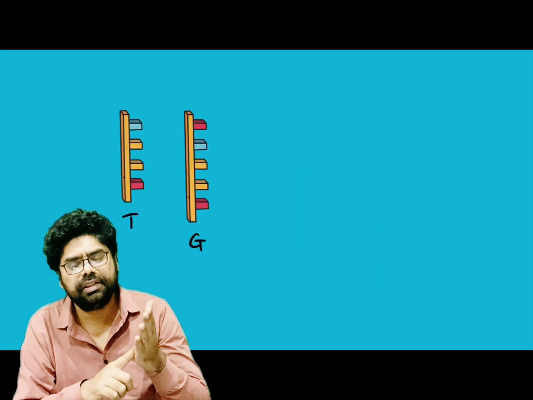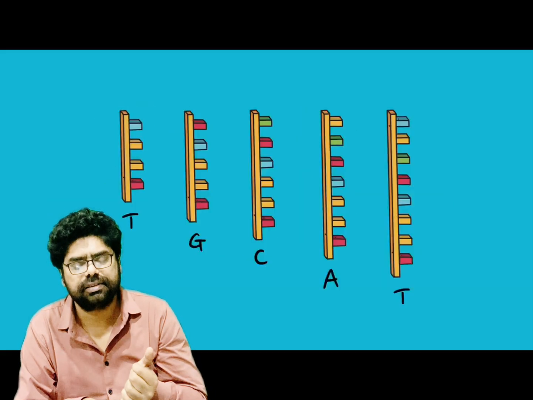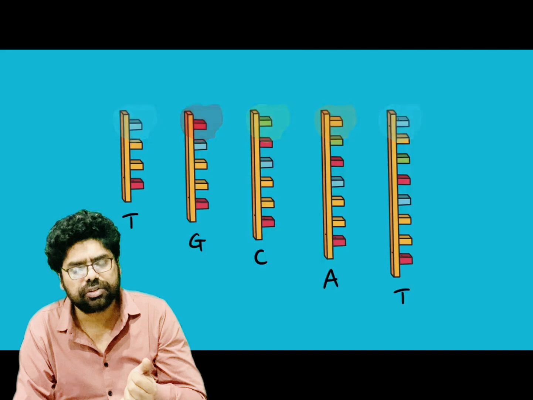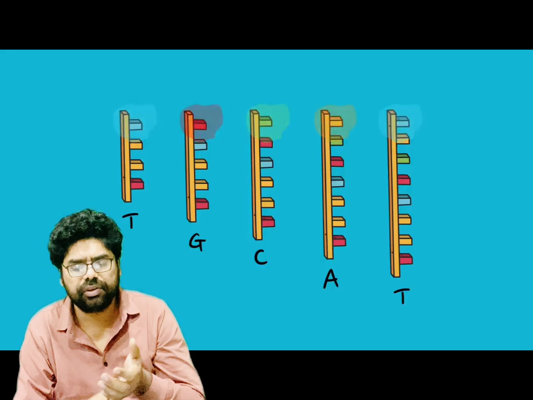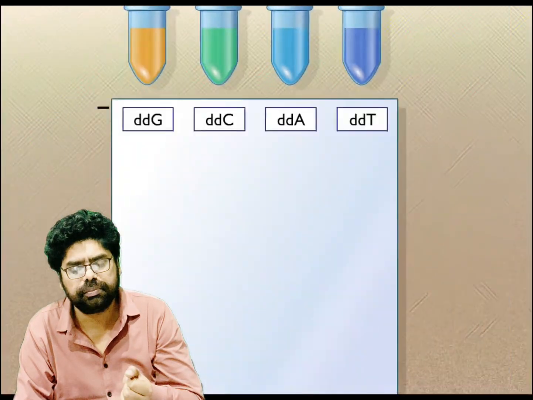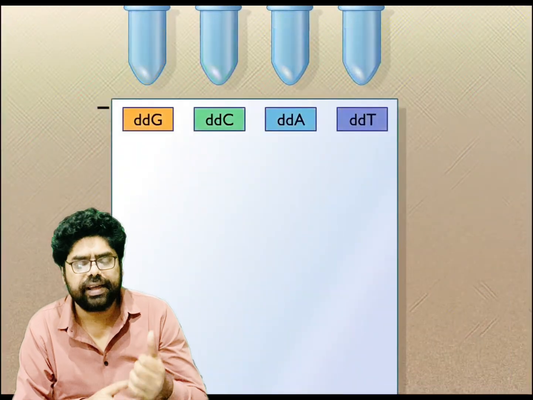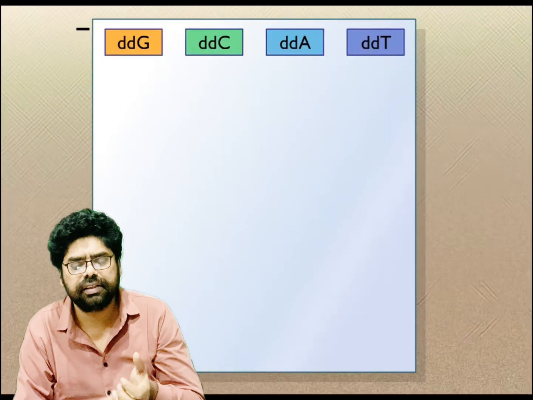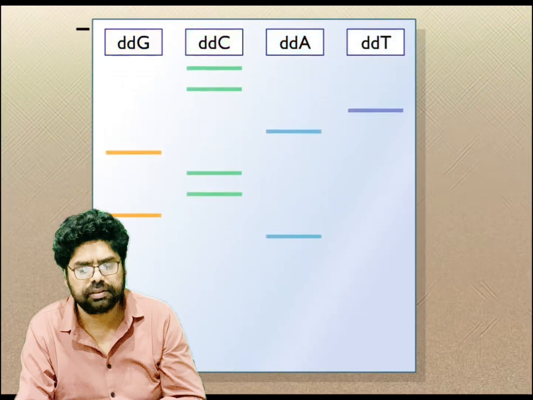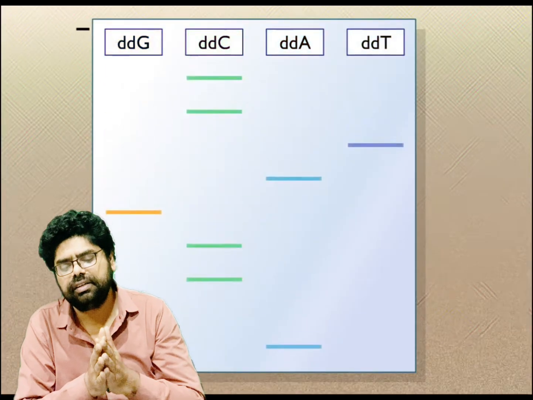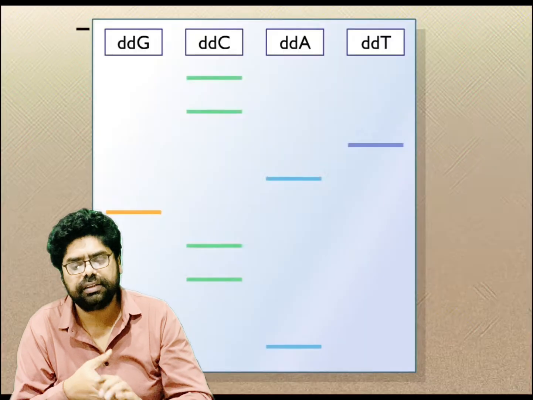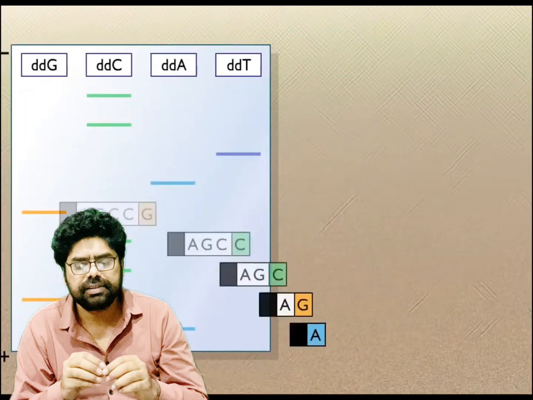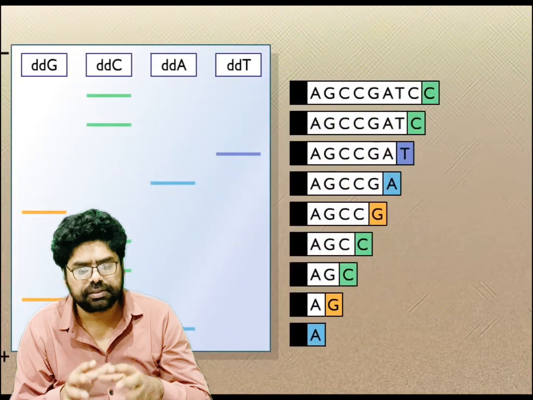The G tube contains all 4 dNTPs, ddGTP, and DNA polymerase. The A tube contains all 4 dNTPs, dideoxy ATP, and DNA polymerase. The T tube contains all 4 dNTPs, ddTTP, and DNA polymerase. And the C tube contains all 4 dNTPs, ddCTP, and DNA polymerase. As you can see in the figure of the Sanger sequencing procedure, there is DNA template, polymerase, excess dNTPs, and primers.